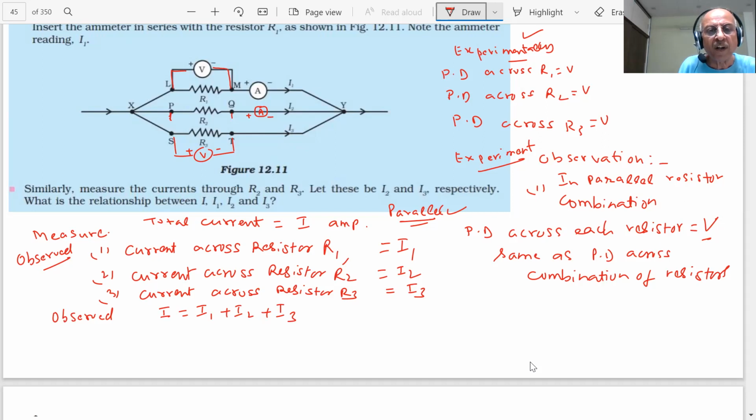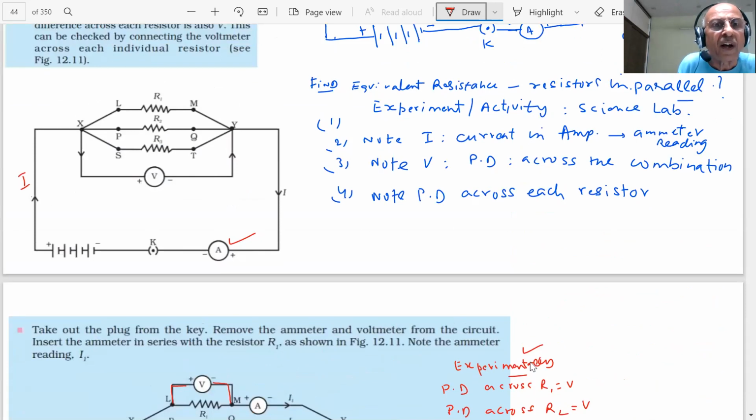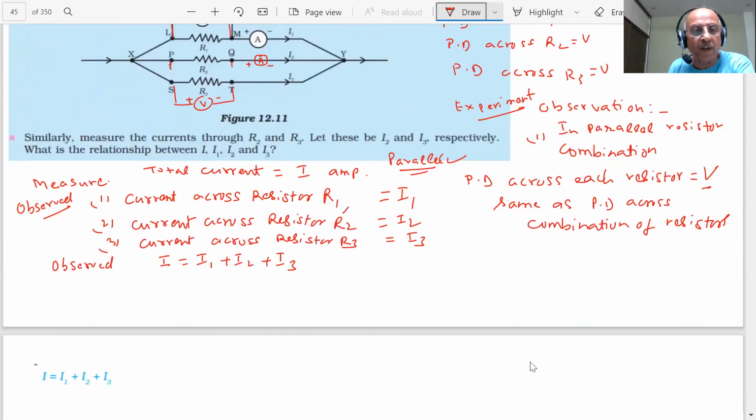And what comes out? I1 plus I2 plus I3. Understood? This is a result of the activity. What happened? This current I was going here, and now it has got divided into three parts. Current here is I1, current here is I2, current here is I3. Then it combines and I get I, which is equal to I1 plus I2 plus I3. This is the result of the parallel combination. Noted? You have noted, students? Yes, sir.